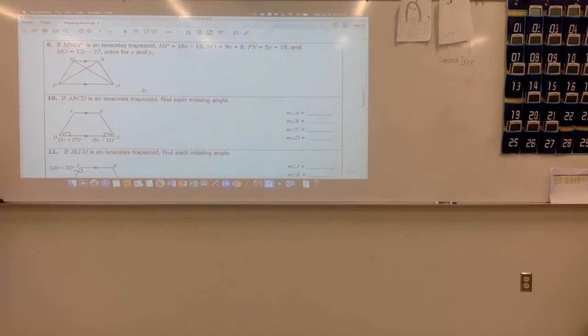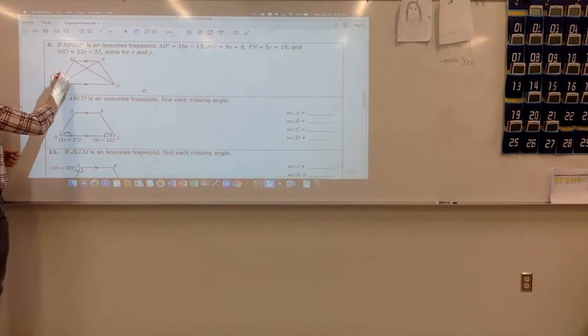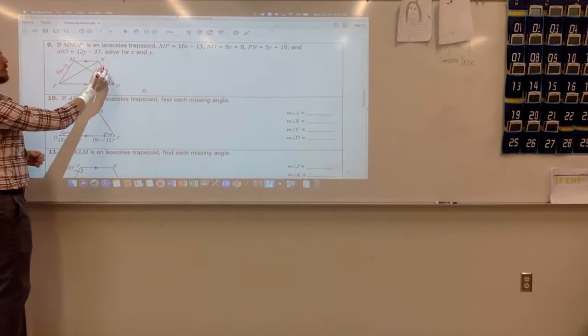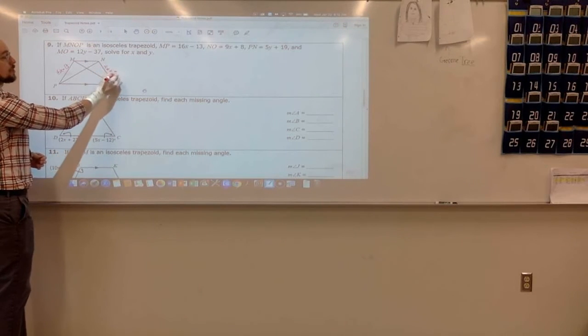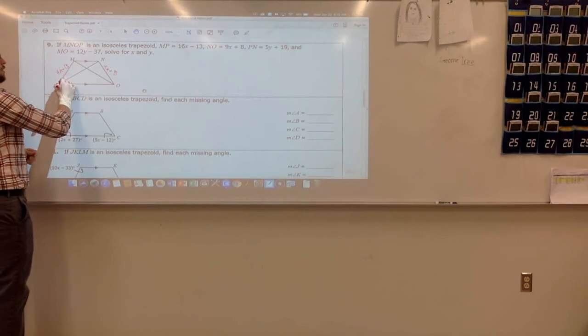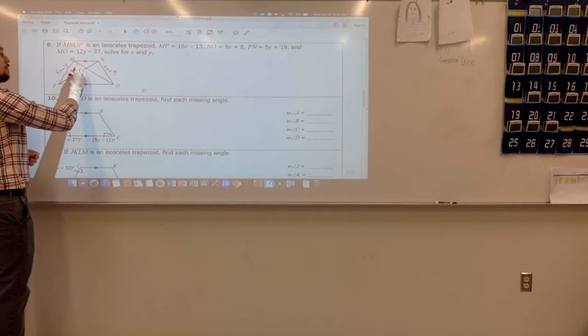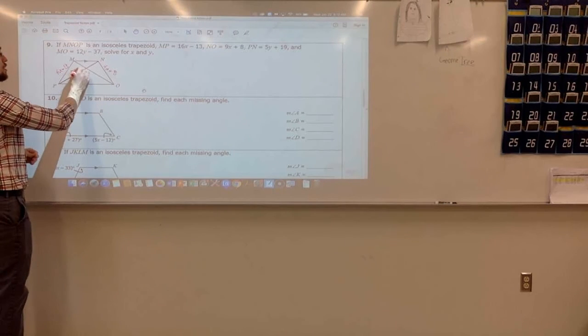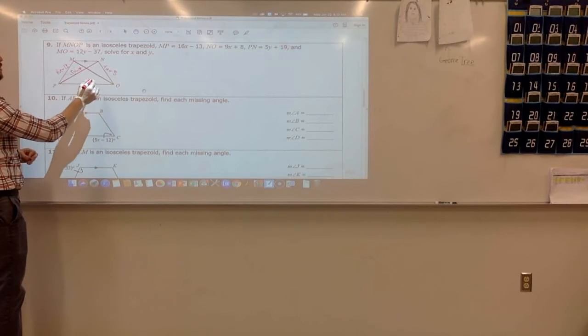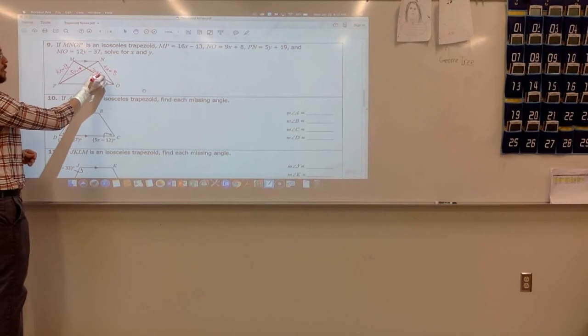Let's take a look at the first one, number 9. So this is an isosceles trapezoid, and I know that MP is 16x minus 13, NO is 9x plus 8, PN, this diagonal, is 5y plus 19, and MO, the other diagonal, is 12y minus 37.